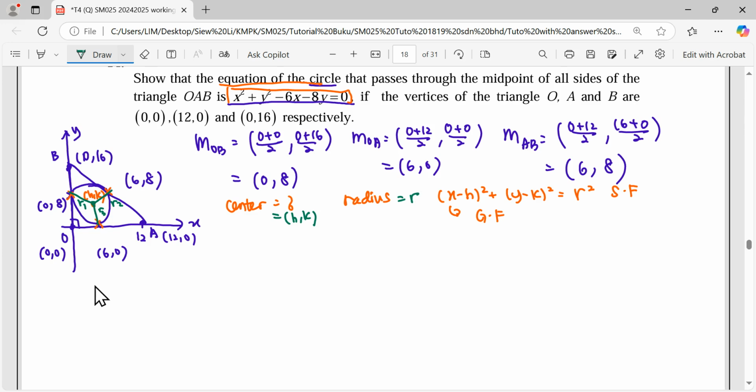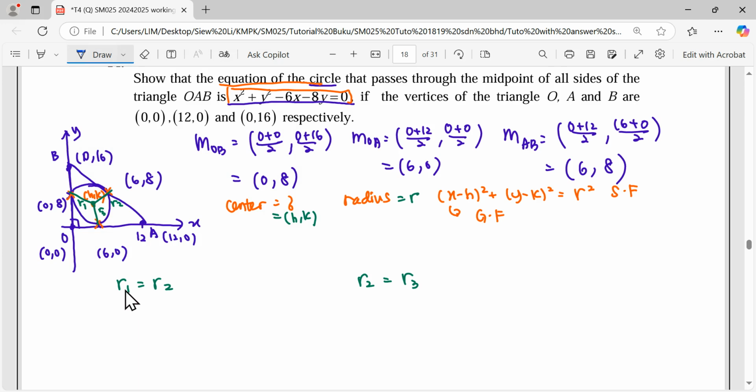Therefore, we can build the equations. To find the center, which has 2 unknowns, I need 2 equations: R1 equals R2, and R2 equals R3. So from here we get 2 pieces of information to build 2 equations so that we can find our unknowns h and k.